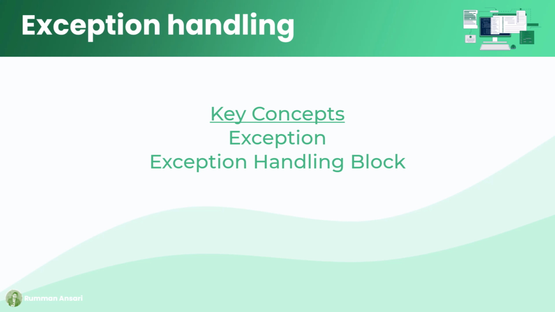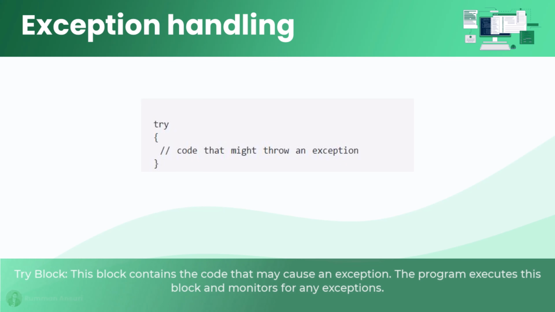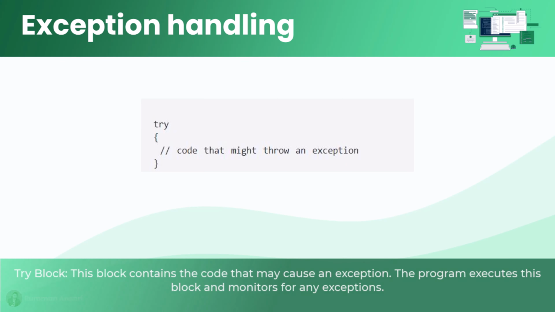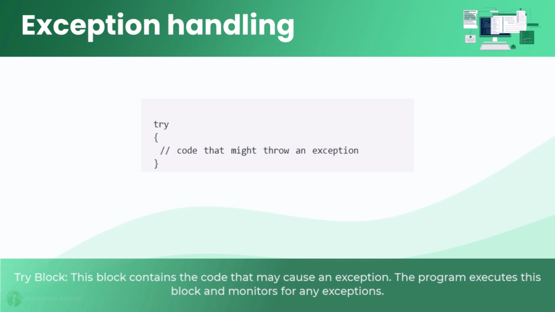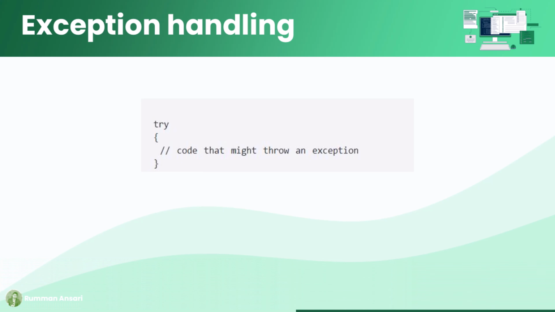Now let me discuss these three exception handling blocks. The first one is the try block. This block contains the code that may cause an error. The program executes this block and monitors for any exception. So whatever code you try to execute, you should write that code inside this try block.